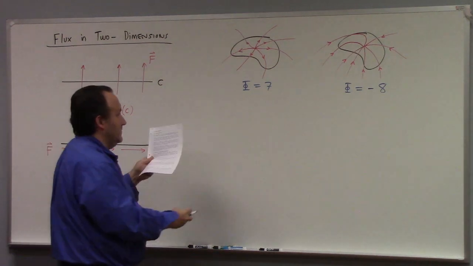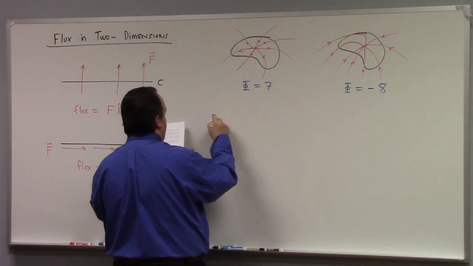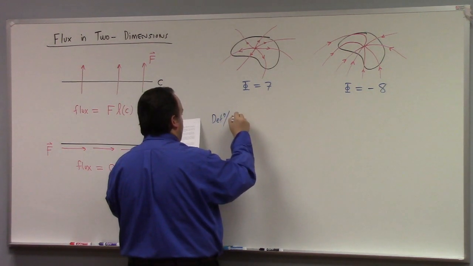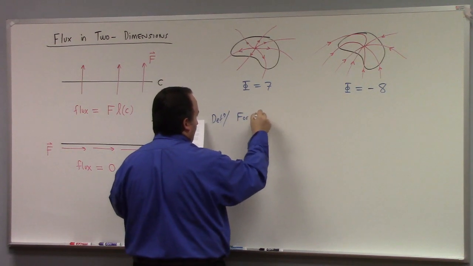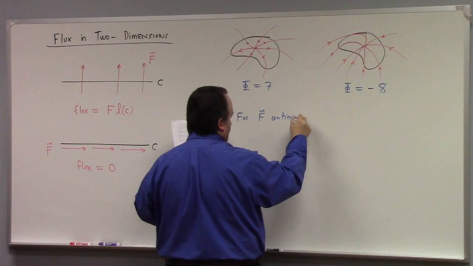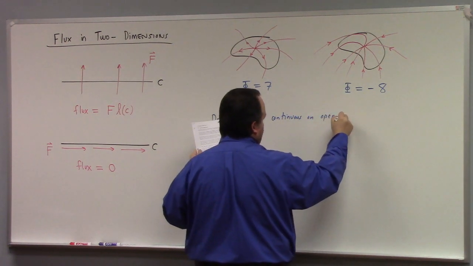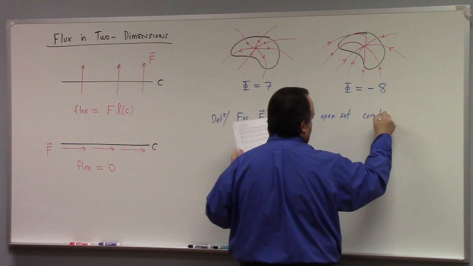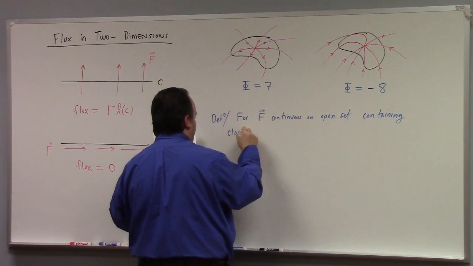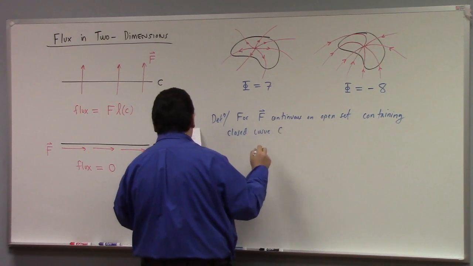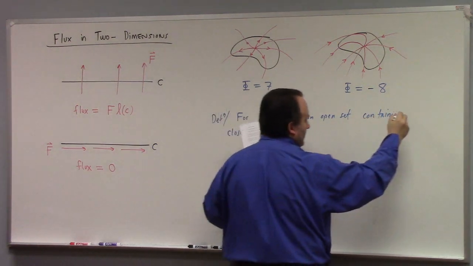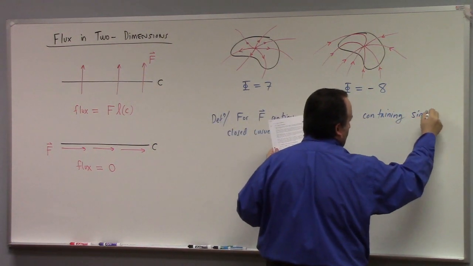So, definition: for F continuous on an open set containing closed curve C, and I should be a little bit more simple. What is a simple closed curve?